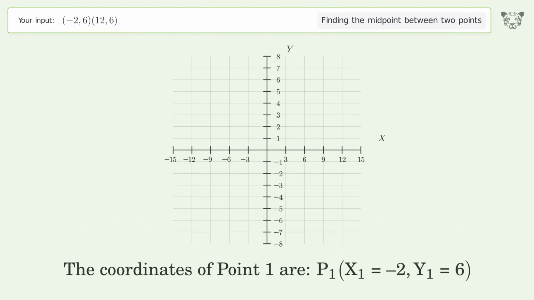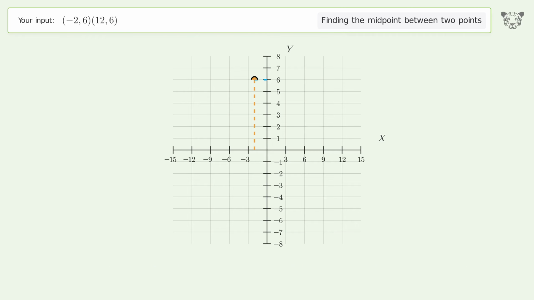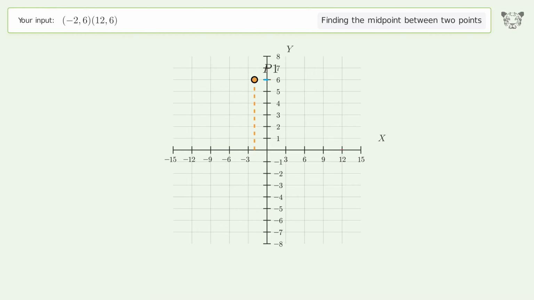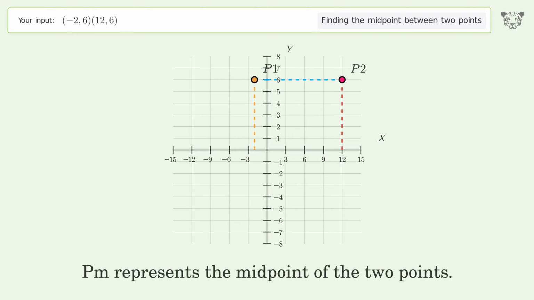The coordinates of point 1 are, x1 equals -2, y1 equals 6. The coordinates of point 2 are, x2 equals 12, y2 equals 6. PM represents the midpoint of the 2 points.